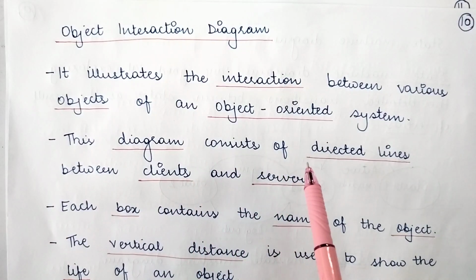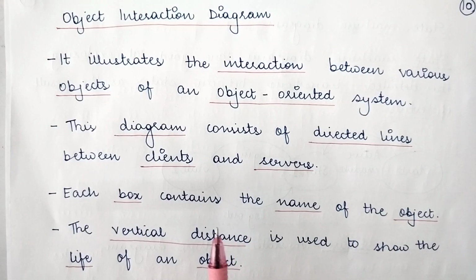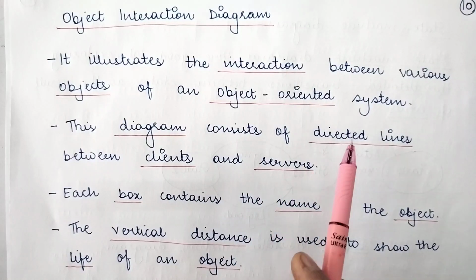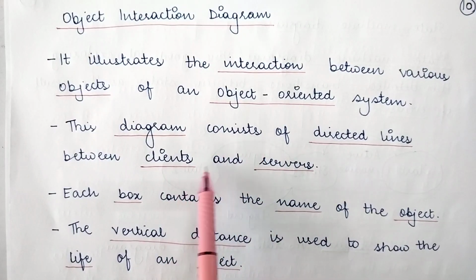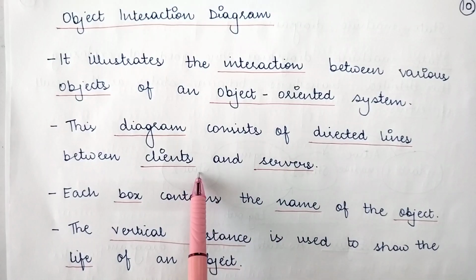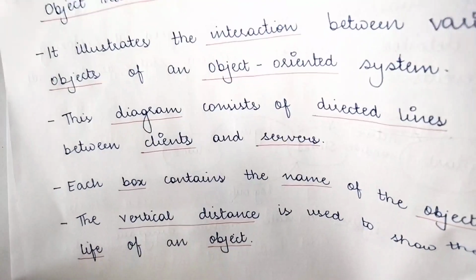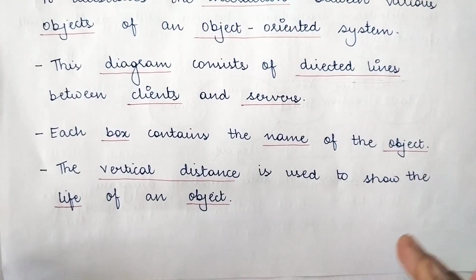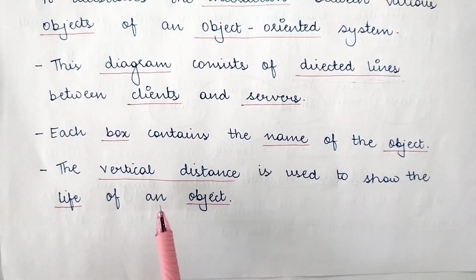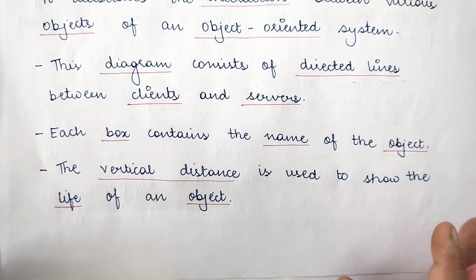This diagram consists of directed lines between clients and servers. Basically the objects here are the clients and servers, and as you know, clients and servers interact with each other in a request and response mode. So the interaction between the clients and servers, which are the objects, is depicted using directed lines. Each box contains the name of the object. The vertical distance is used to show the life of an object. The length of the vertical distance shows how long an object will live.